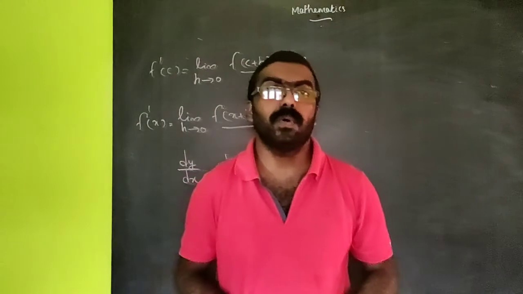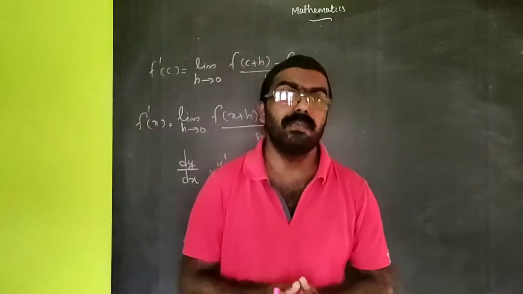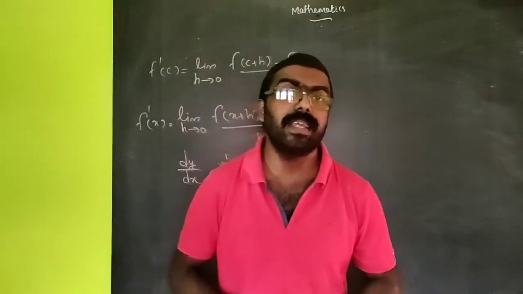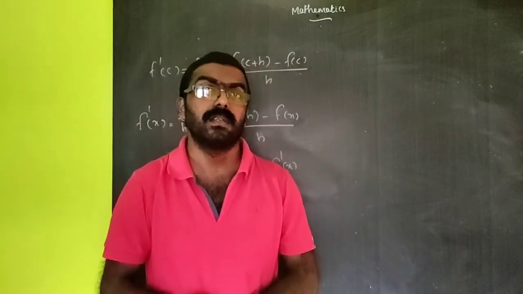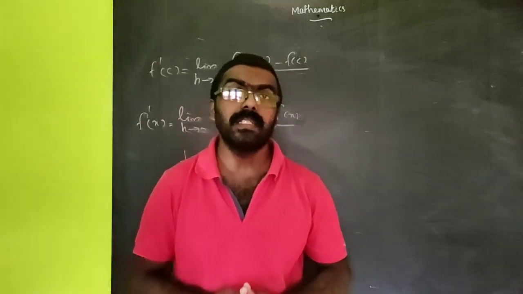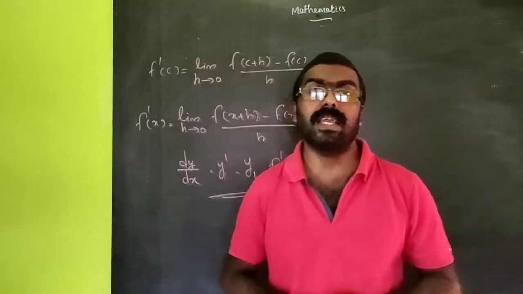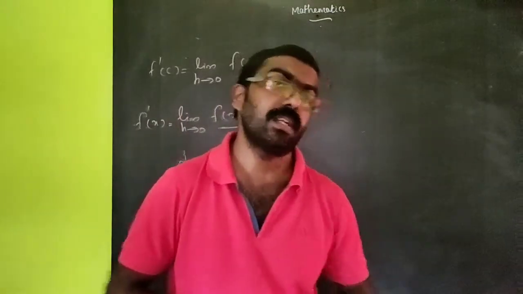Okay. Now the next point is when we can say a function is differentiable. If the derivative of a function at a point x exists, then we can say the function is differentiable at that point. The condition is if the left hand derivative and the right hand derivative exist and are equal to each other, then we can conclude the function is differentiable.